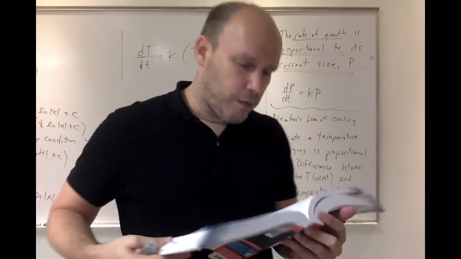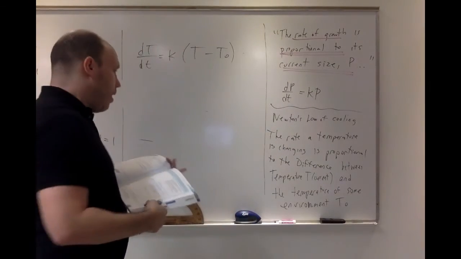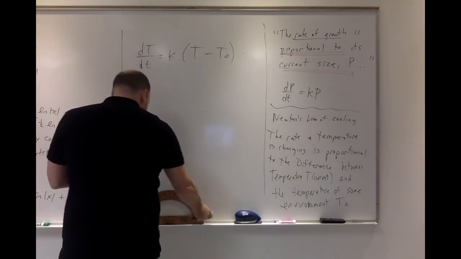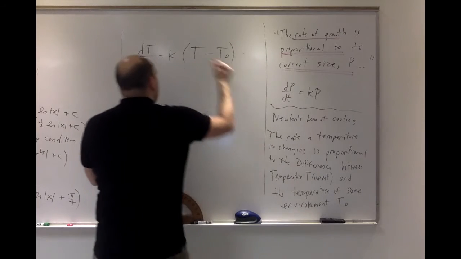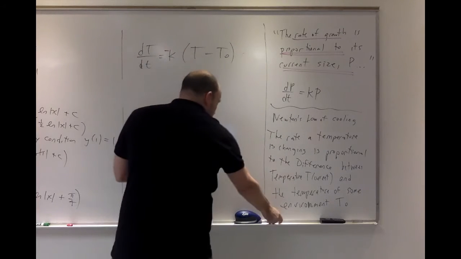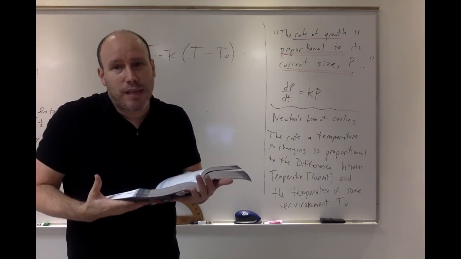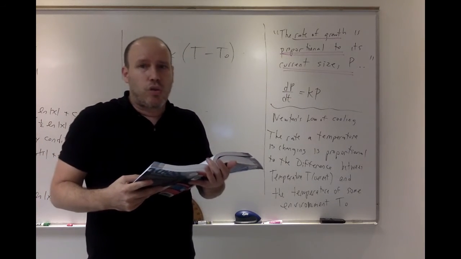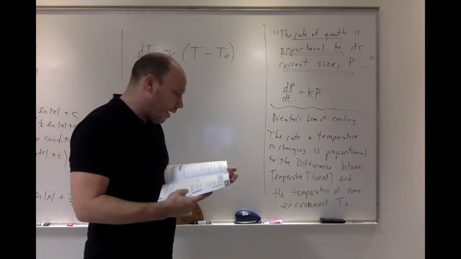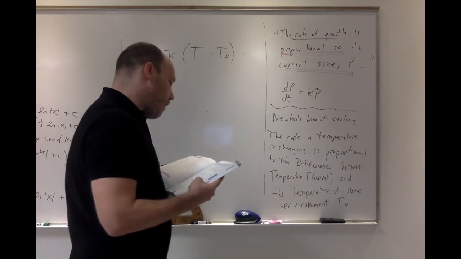Now, let me make a little adjustment here, because we're going to make this negative k. Why negative k? Because the temperature is dropping. It's decreasing because it cools down. Obviously, it cools to the room temperature. That's the idea of cooling. So let's get some information from this.